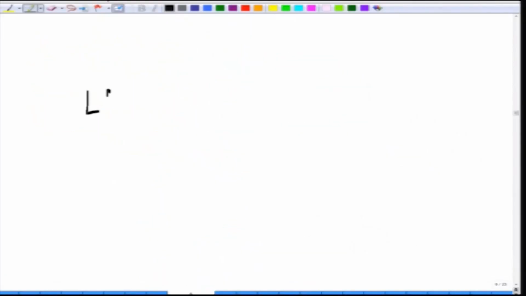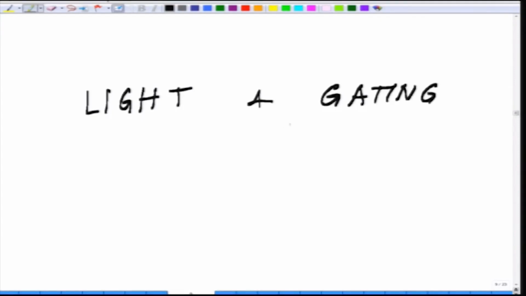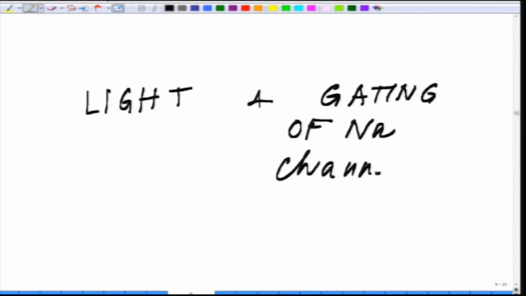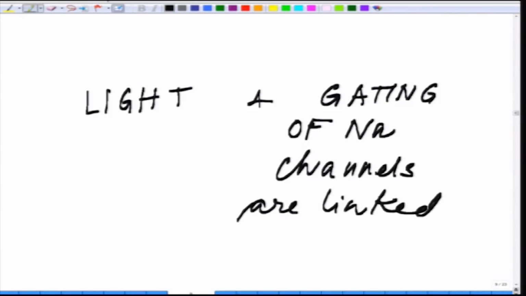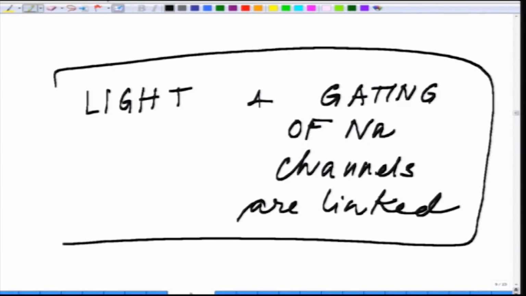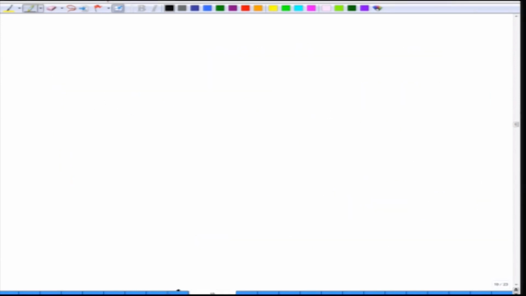So, these are the two things which now you will be discussing: light and gating of sodium channels are linked. And now, what we will do is establish that linkage, what essentially is happening. There are two things happening out there. So, the first thing is, let us go back to the membrane structure.